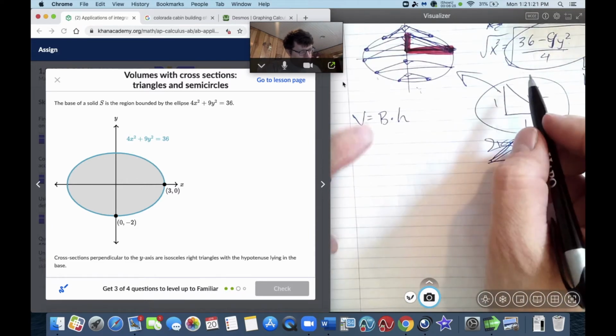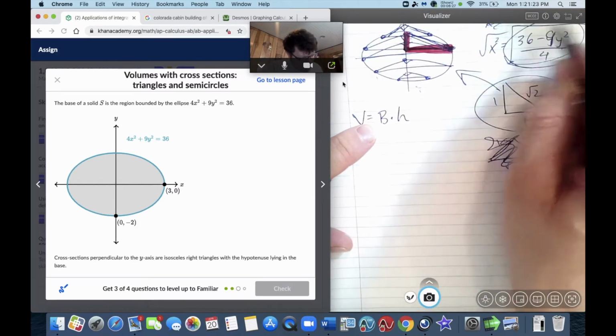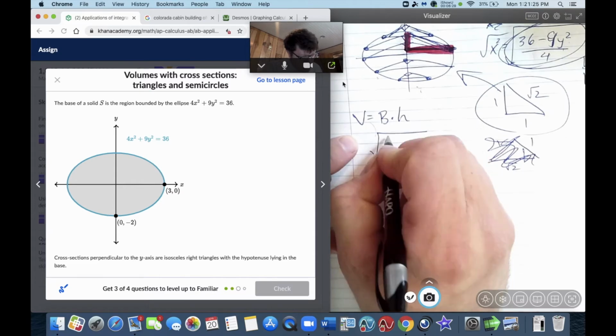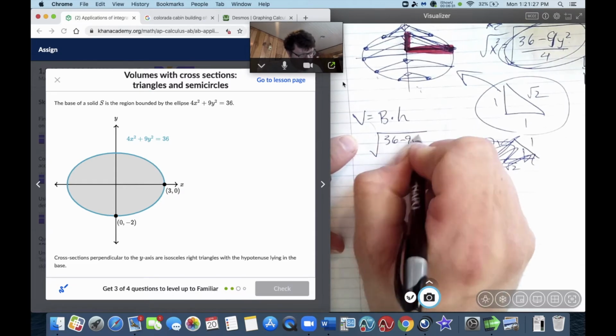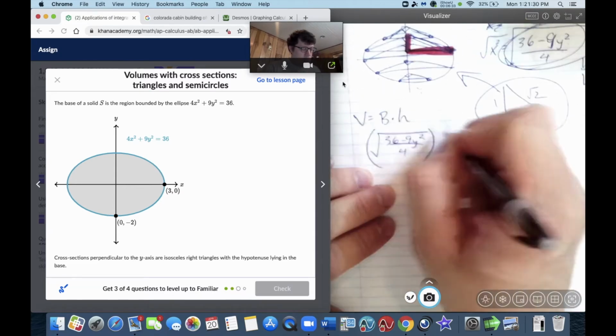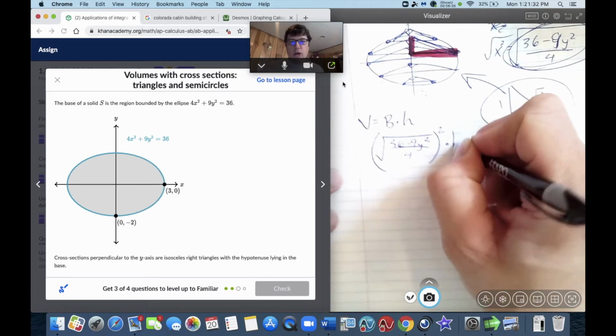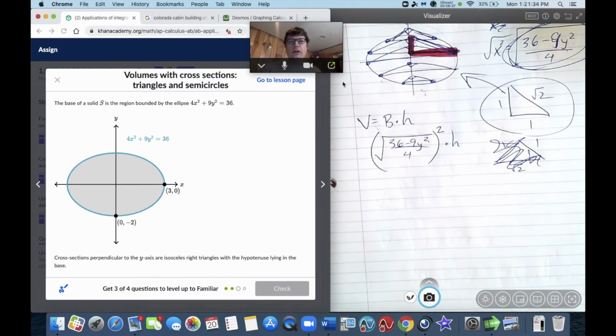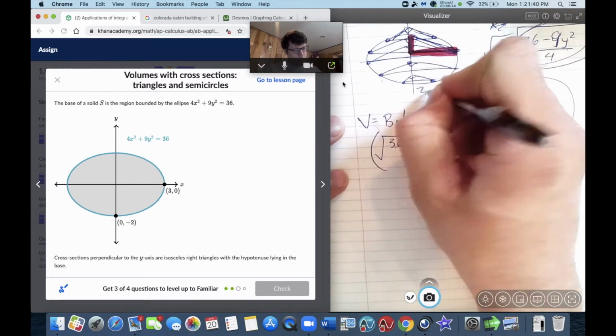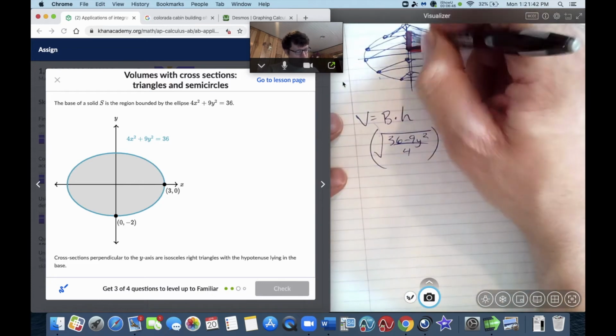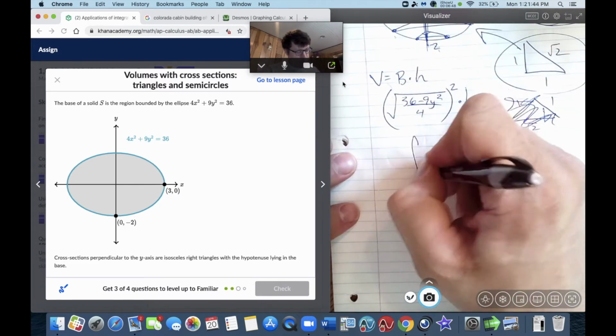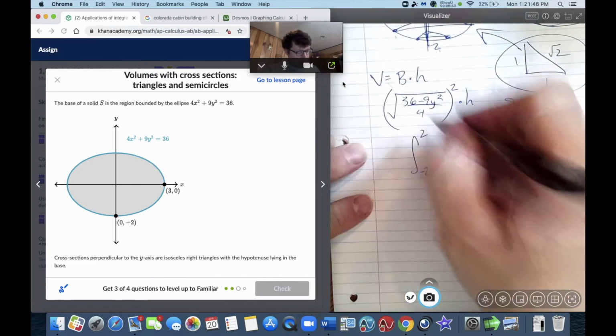So it's gonna be base times height, and then h depends on where we are with the y value. So our y value is going to go from -2 to +2. So this is our limits of integration. Write it out, limits from -2 to +2. Call this base of y times dy.